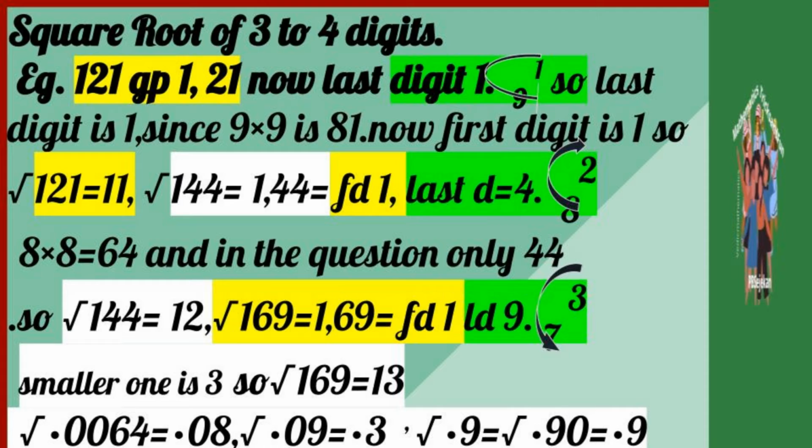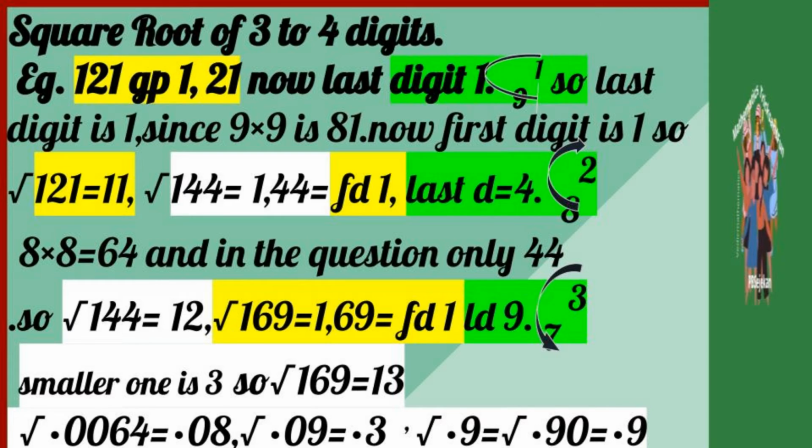Second question, square root of 144. Groups 1 and 44. First digit is 1, last digit here is 4, part of 2 square or 8 square. Now, twice the product of 1 and 2 is 4. So the answer to square root of 144 is 12. Third, square root of 169. Two groups 1 and 69. First digit is 1 and the last digit is 9. So it is part of 3 square or 7 square. Twice the product of 1 and 3 is 6. So square root of 169 is 13.